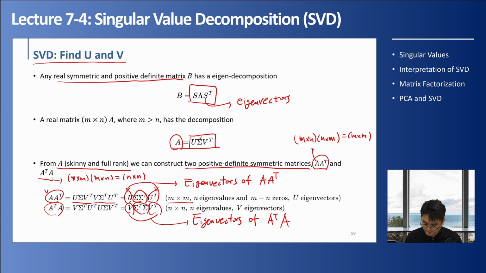And we're going to have m by m and n by n for A A transpose and A transpose A. And we're going to have n eigenvalues and m minus n zeros here. And we're going to have the eigenvectors in U. We're going to have n eigenvalues and V eigenvectors here. So that's how we can find our U and V when we're doing our singular value decomposition.